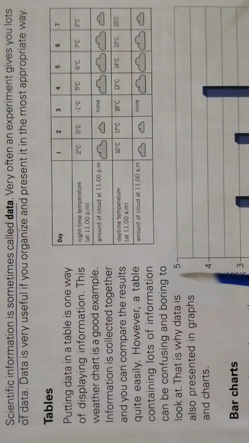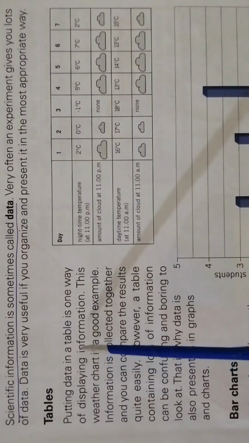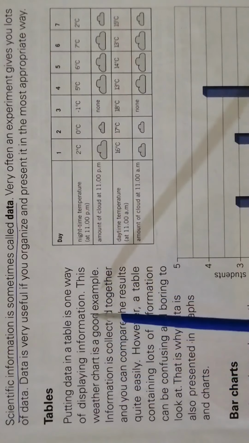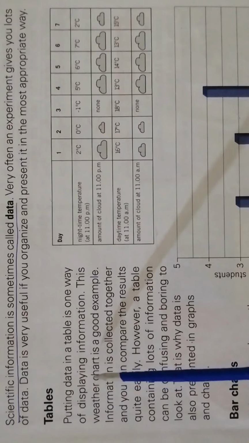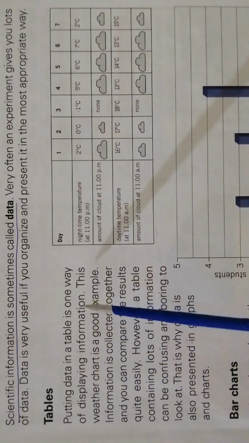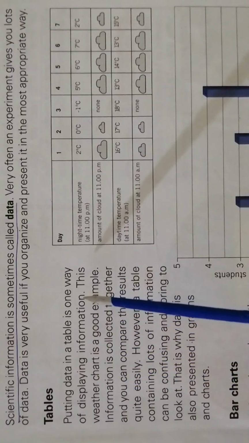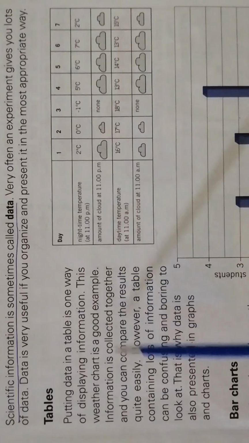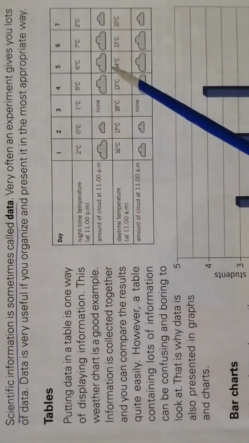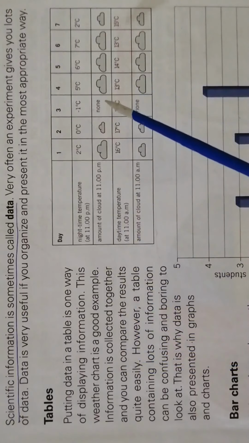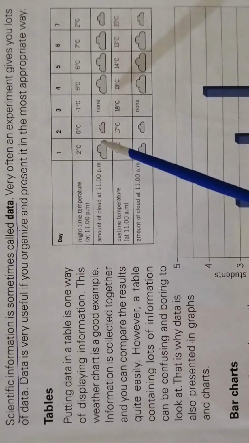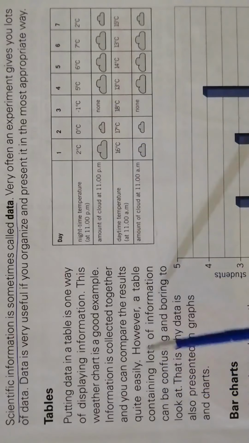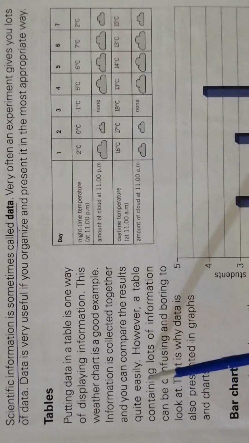Therefore, after getting all this information from tables and bar charts, we can say that putting data in a table is one way of displaying information. डेटा को आप टेबल की शक्ल में जब डिस्प्ले करते हैं या शो करते हैं तो आपका एक ऐसा तरीका सामने आता है जिसमें तमाम वैल्यूज़, तमाम नंबर्स आपके सामने आ जाते हैं. This weather chart is a good example. आपके सामने जो हमने वेदर चार्ट एक्सप्लेन किया था और अभी आप देख भी रहे हैं, ये आपके सामने टेबल की एक बेस्ट एग्जाम्पल नज़र आ रही है. Information is collected together and you can compare the results quite easily.